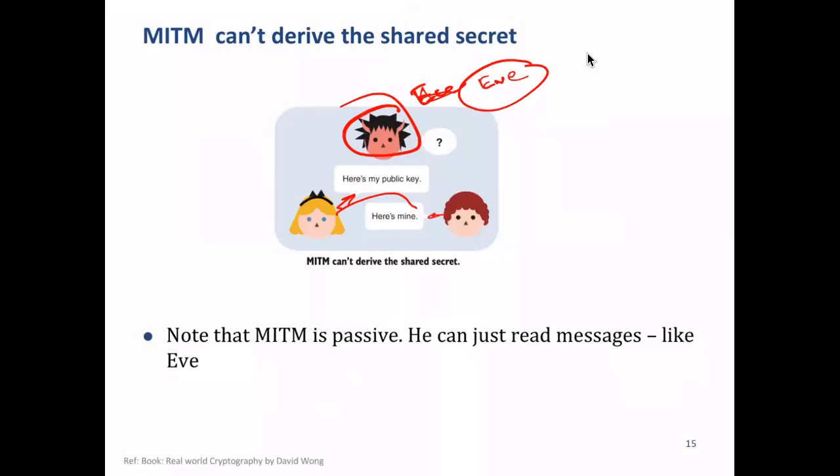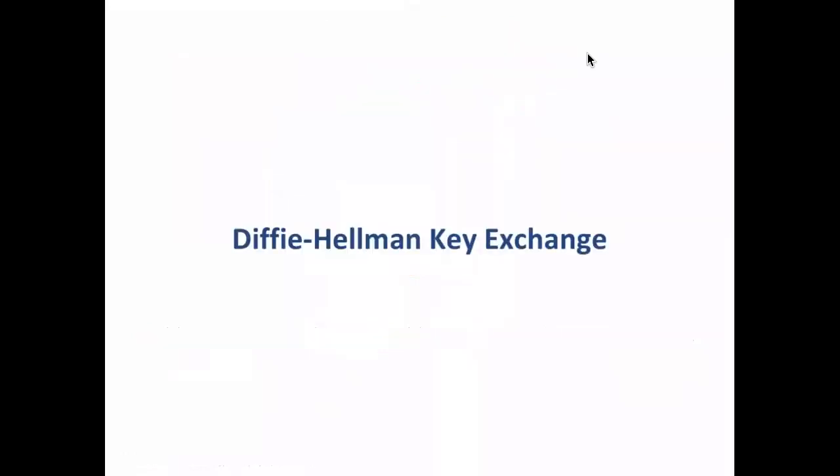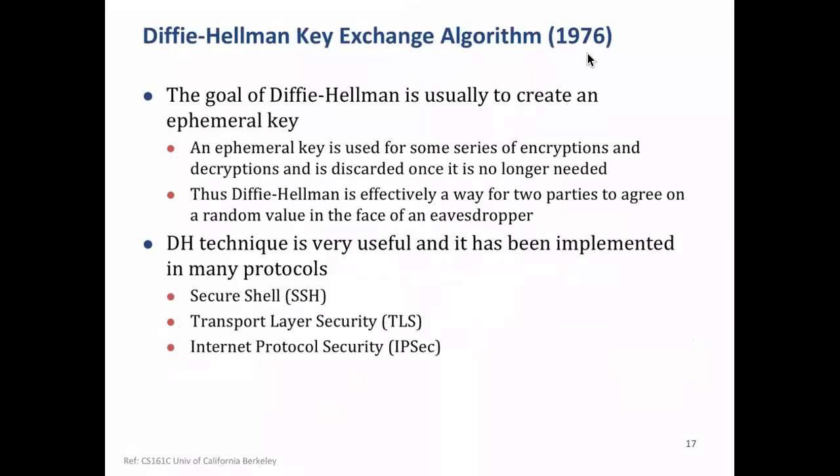Because she is passive. She is not active. She cannot manipulate these messages, but she can just read. If she is able to find out the shared secret key, then whatever is being transmitted between Alice and Bob later, she can always find out. Here comes the Diffie-Hellman key exchange problem. It's not very old. It came out in 1976.